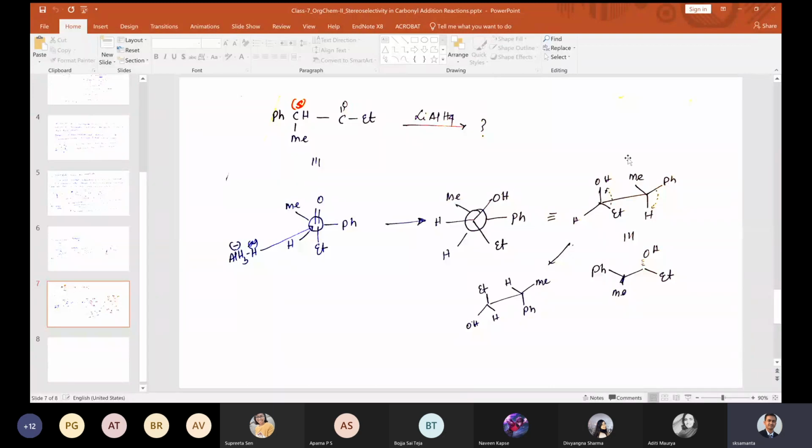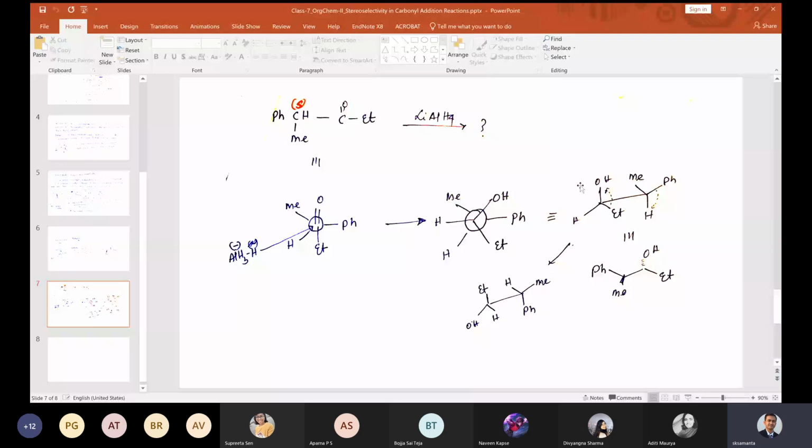If you make an axis in the middle of this bond and rotate 180 degrees, this carbon will come here and this carbon will go there. Phenyl, which was in front, goes to the back, and methyl, which was in back, comes to the front. Hydrogen will remain at the bottom. If methyl is in front, hydrogen will be at the bottom or towards the back.